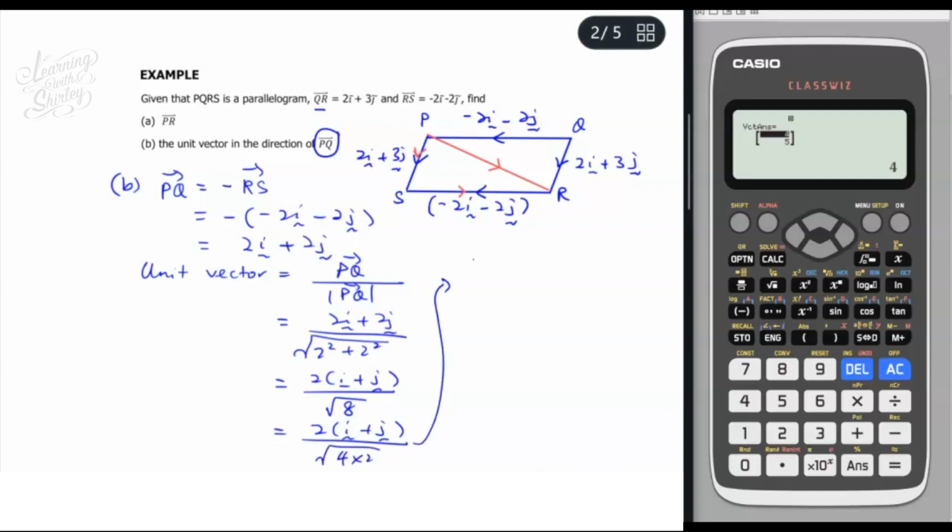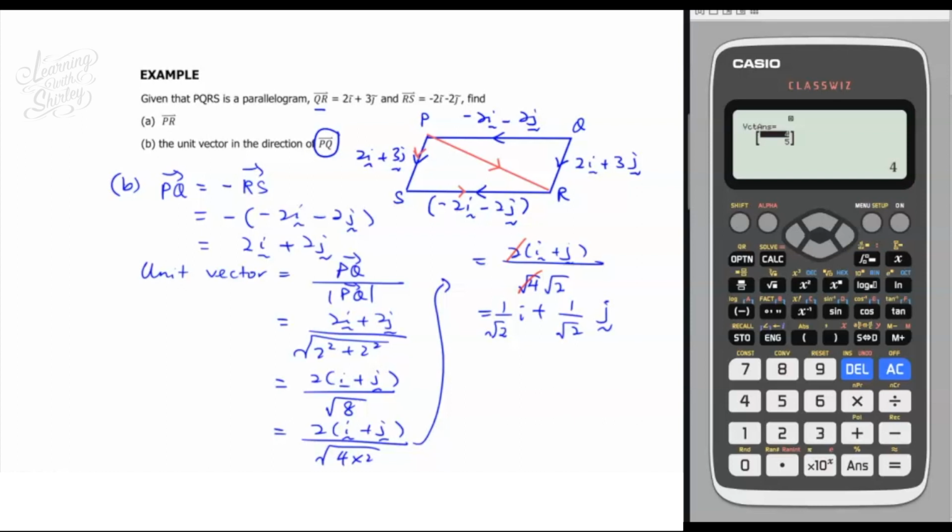Then after that, I continue here. So 2i plus j, over the square root of 4 times root 2. The square root of 4 is equivalent to 2, which means we can cancel out this 2. So we will get 1 over root 2 i, plus 1 over root 2 j. And this is the answer for the unit vector.